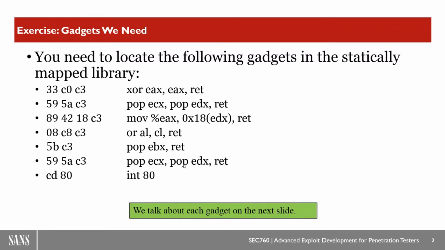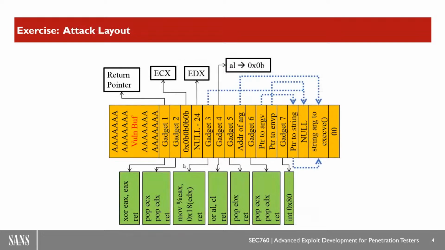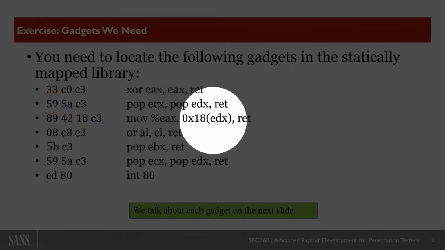But in this case, we're going to be dealing with the statically mapped module so we can focus on what we're looking at, which is return-oriented shellcode. So we specifically need those gadgets on the screen. What we want to do is call execve. So the first thing we need to do is zero out the accumulator register. Then we need a pop ret, and then we need some other stuff. I've got an image coming up on the next slide that's going to explain why we need these gadgets.